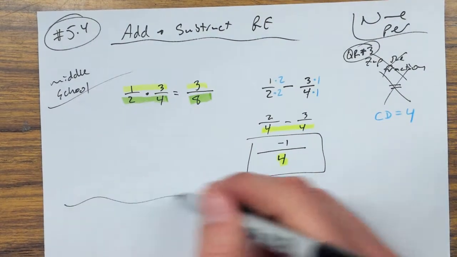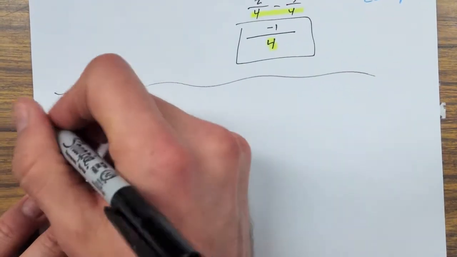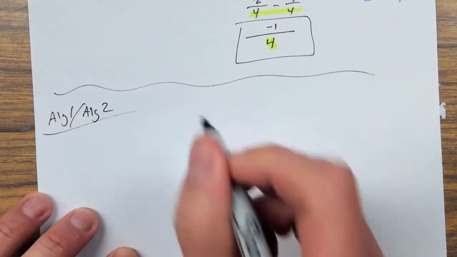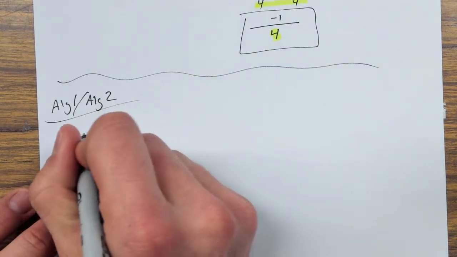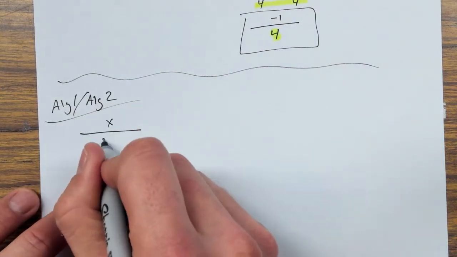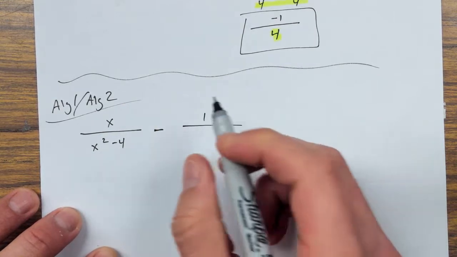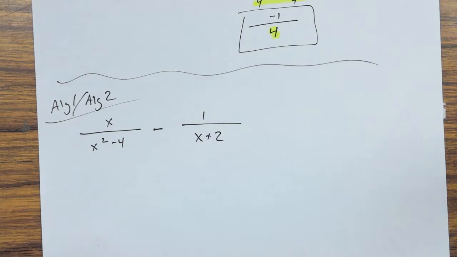Alright, so that's a middle school problem. Now let's go into what Algebra 1 and Algebra 2 show us. X over x squared minus 4 minus 1 over x plus 2. Alright, first and foremost, factor.